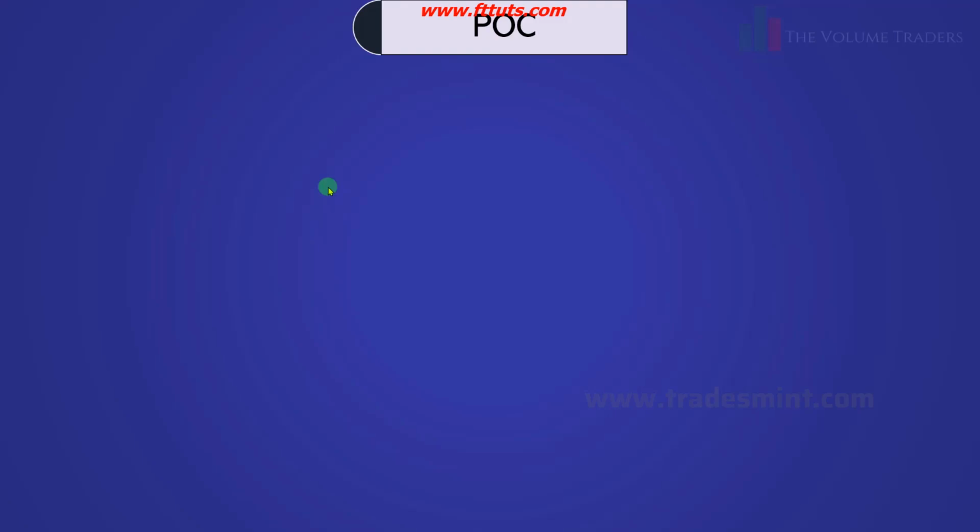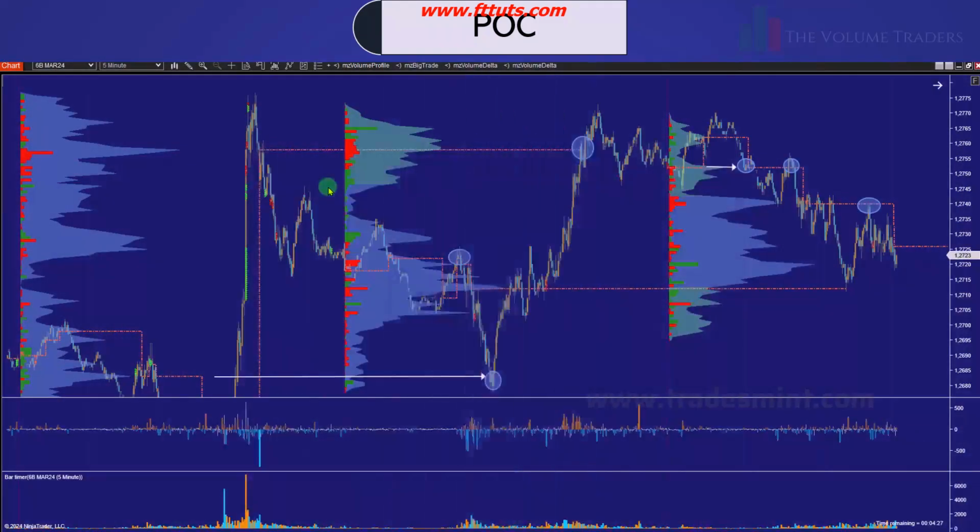Next, the point of control. It is also based on the volume profile. It's one of the additional tools inside this package. And it is the price level for the time period with the highest traded volume. And it's changing during the day.